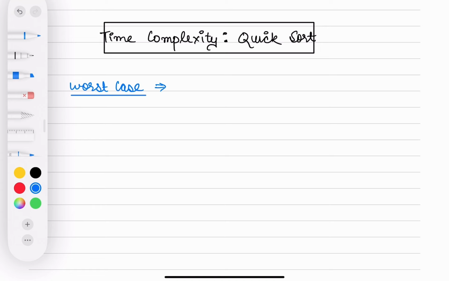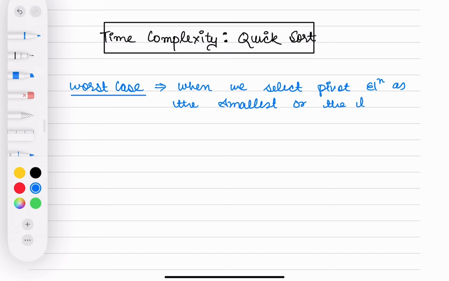the worst case will be when we select the pivot element as the smallest or the largest element of the array. For example, you have a sorted array. For example, you have 1, 2, 3, and 4.